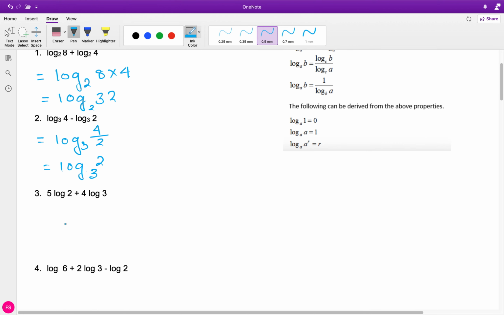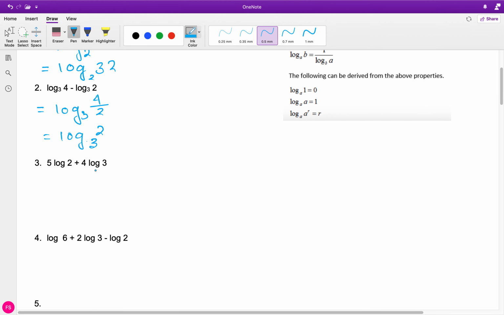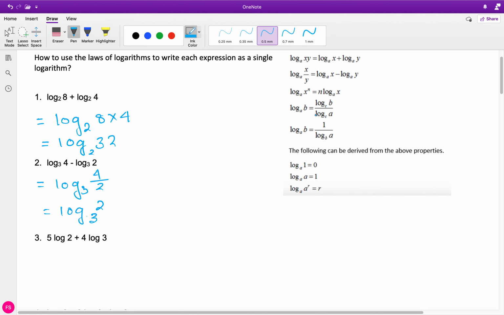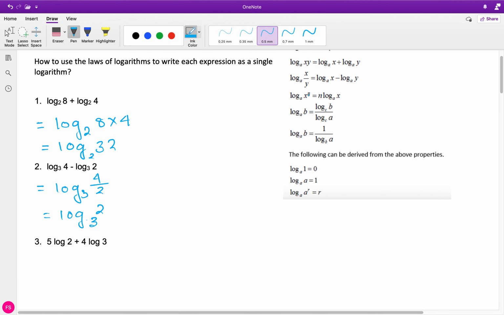Number 3, 5 log 2 plus 4 log 3. Now, this is a little bit different. Before you add the two terms, you need to make sure that there is nothing in front of the log. If you look at this law, whenever you have a power, you can move it to the front, and it's true the other way around as well. If you have something before the log, you can move it back and put it as the power of this term. I'm going to apply this rule for number 3. So I'm going to move this back to where it belongs. This gives me log of 2 to the power of 5 plus log of 4.